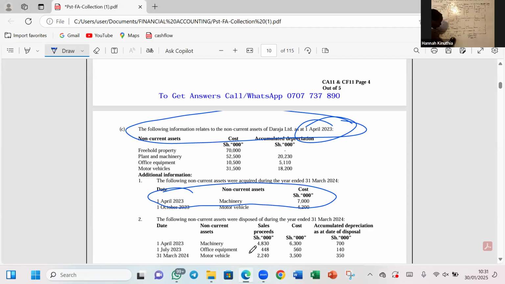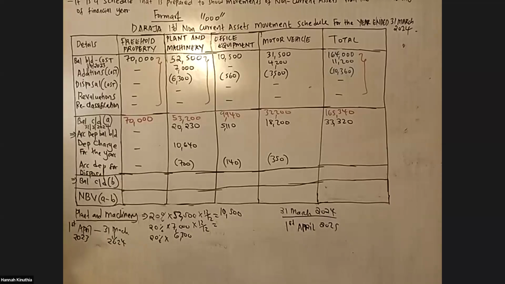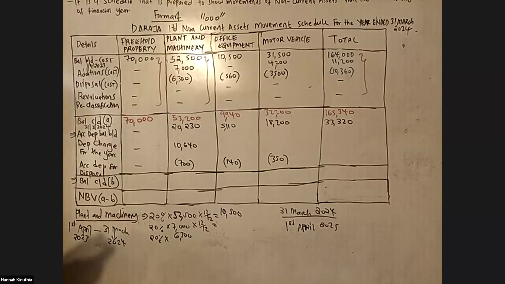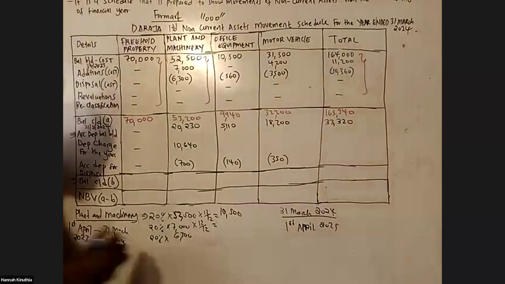So una-times na 12 over 12 because it was used throughout the year. Mwaka mzima 12 over 12. So unaweka hivyo. So it was also used throughout the year, 12 over 12. So what is the depreciation? 0.2 times 7,000 times 12 over 12. So this one is 1,400.